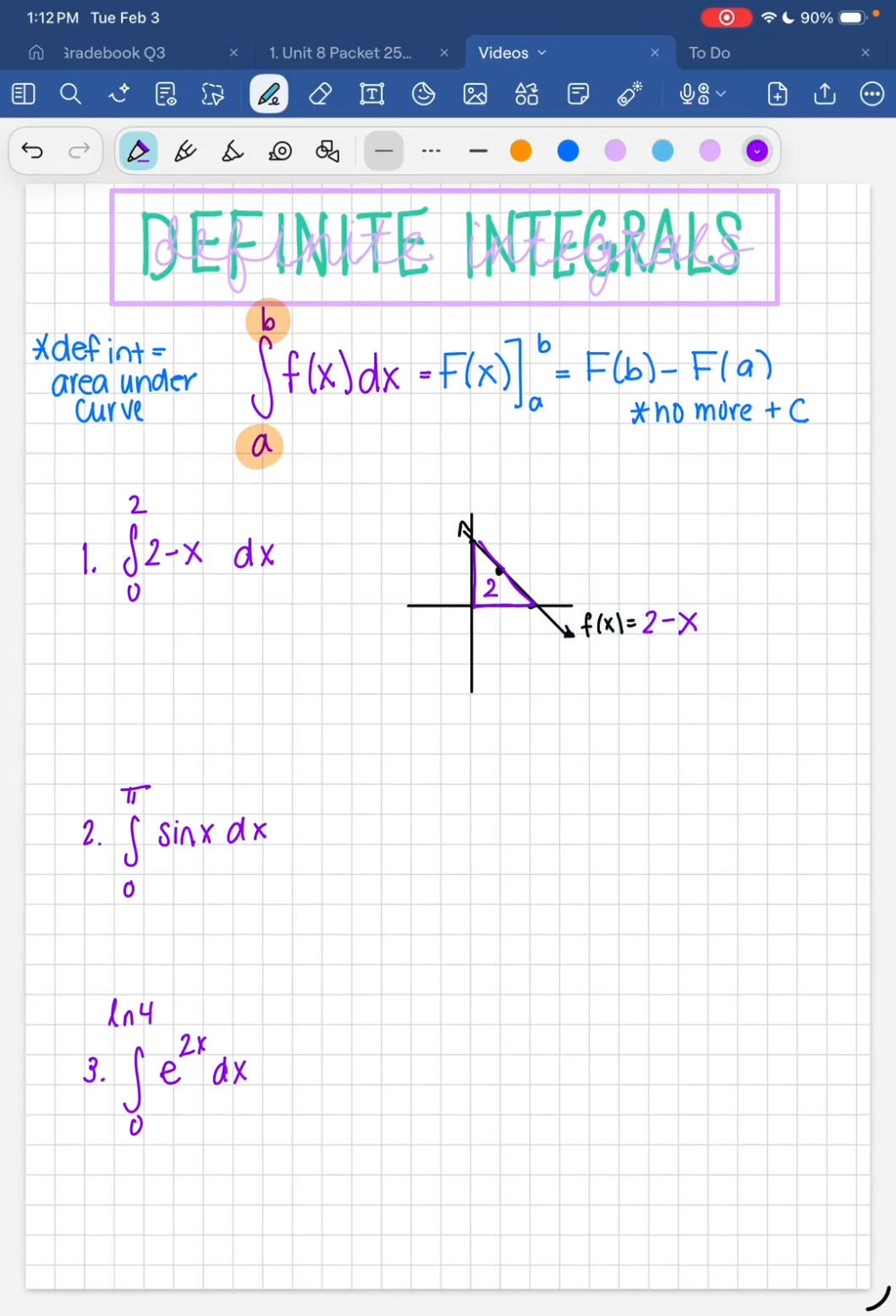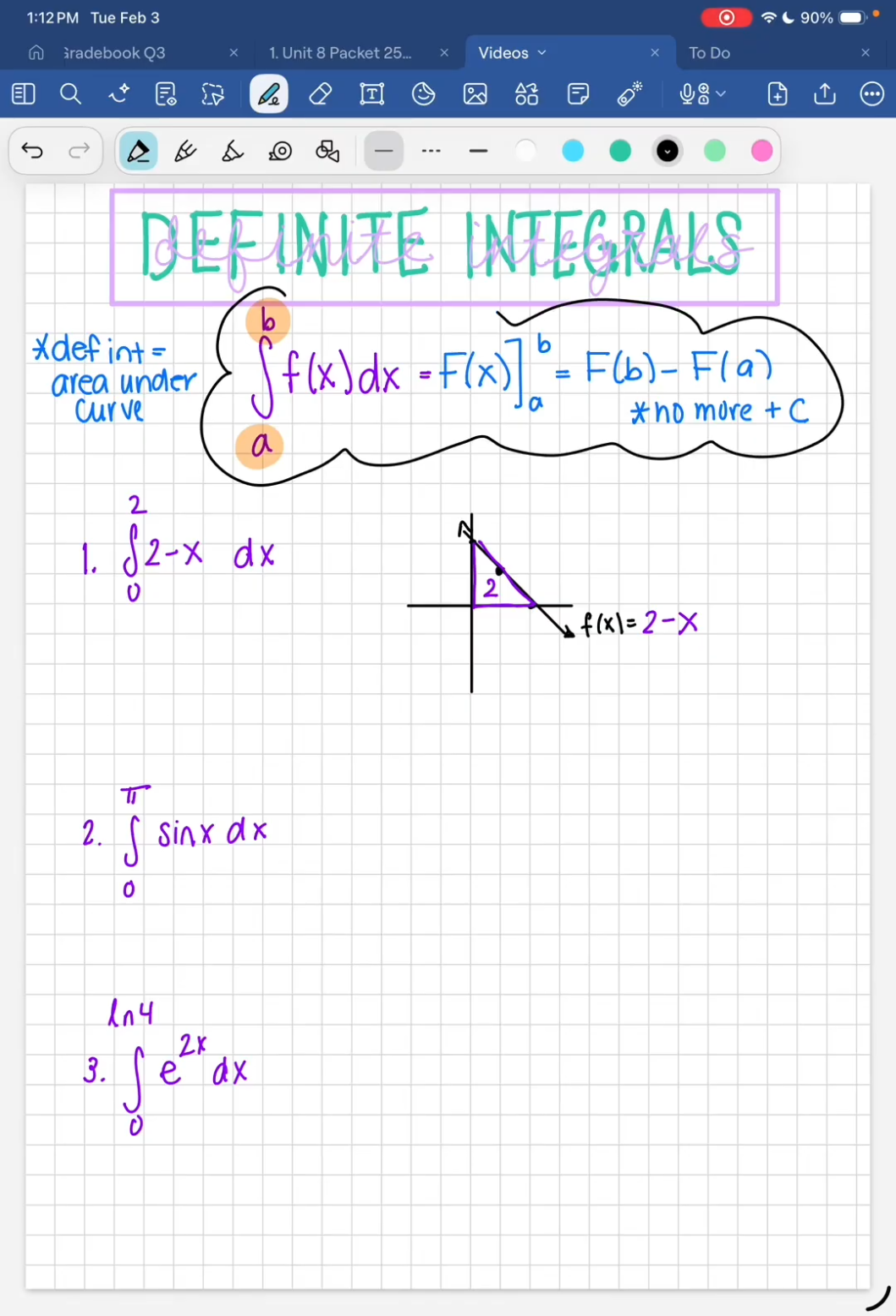But what if you don't have a picture in front of you? You need to use calculus. All right, how? By using the first fundamental theorem right up here in this black cloud. So first things first, we're going to integrate each term. So 2 integrates to 2x. Negative x integrates to negative x squared over 2 from 0 to 2.